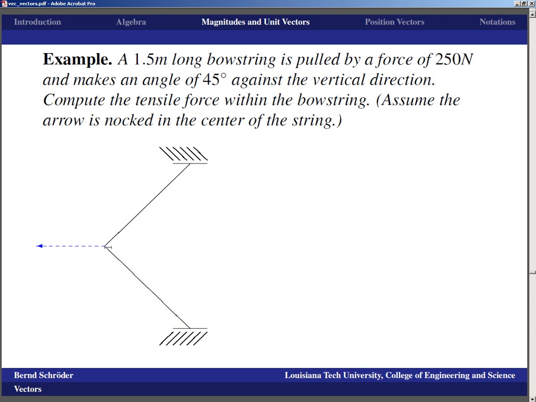What we know is that there is a force that is pulling back, and that has magnitude 250 newtons. We know that the angle against the vertical of the bowstring is 45 degrees on top and on the bottom. And now what we need to do is decompose this force, which is 0 and negative 250, and that should actually be negative 250 and 0 because it's a force in the negative x direction.